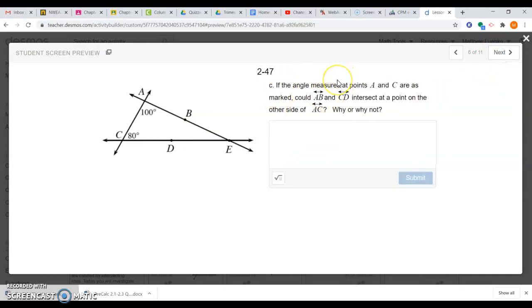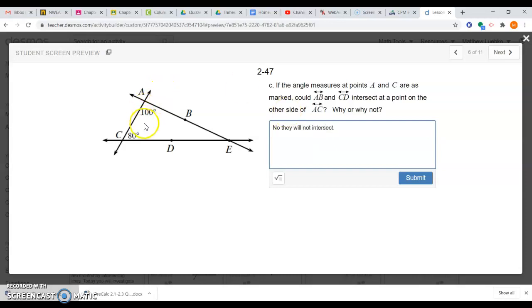Now, this question, again, is one I don't really like, so I'm going to help you out here. If the angle measures at point A is 100 and point C is 80, could AB and CD intersect at a point somewhere on the other side, somewhere on the left side here? What we'll see will connect from the last two problems, but the answer here would be no. They will not intersect.